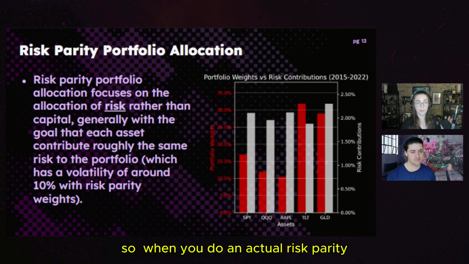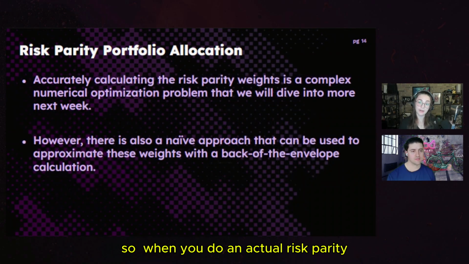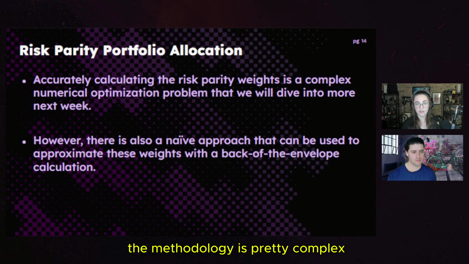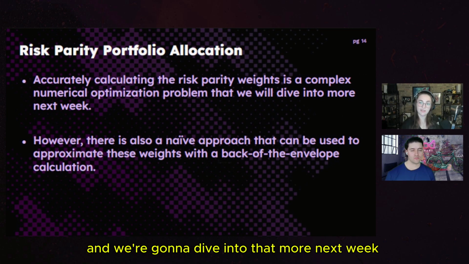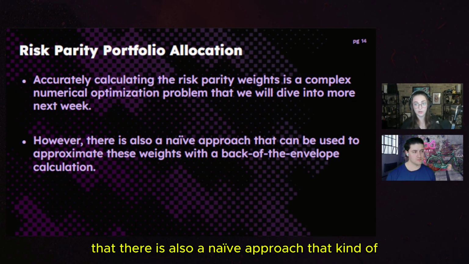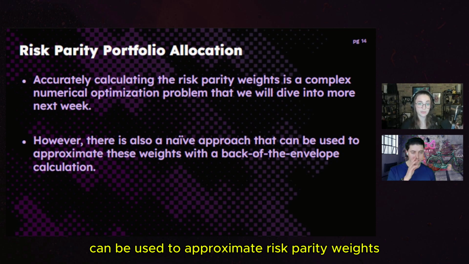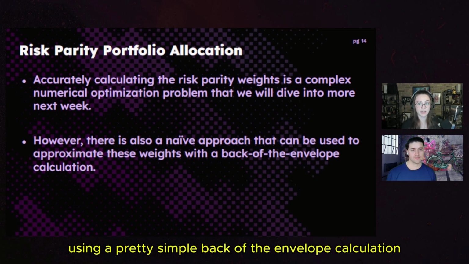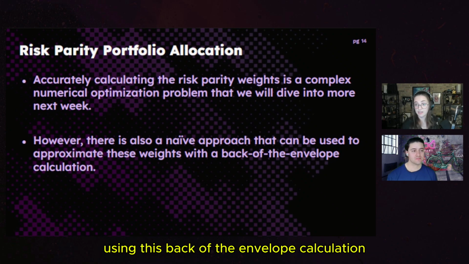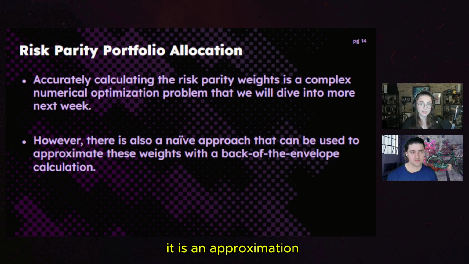So, when you do an actual risk parity, when you're actually trying to determine those weights, the methodology is pretty complex. It's a numerical optimization problem, and we're going to dive into that more next week. But what's cool about risk parity is that there is also a naive approach that can be used to approximate risk parity weights using a pretty simple back of the envelope calculation. So I thought it'd be cool to introduce risk parity using this calculation. It is an approximation. I'll show you the results in a little bit.